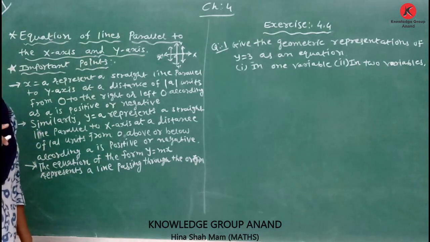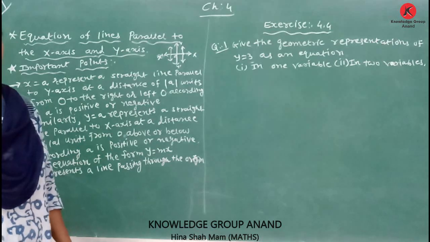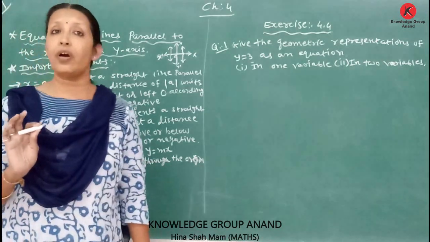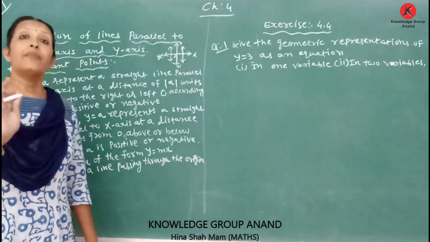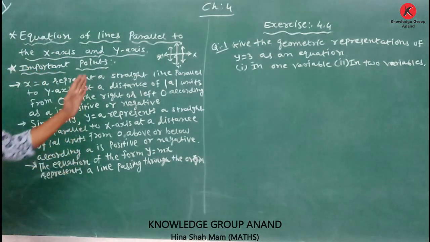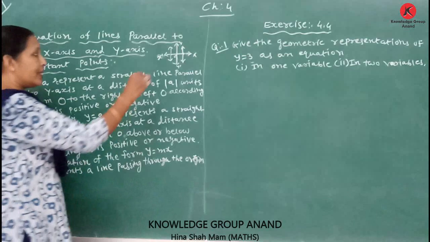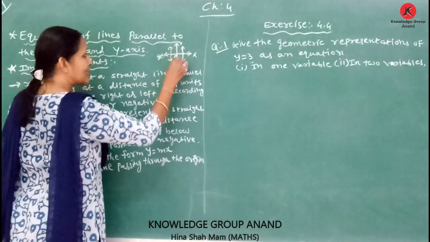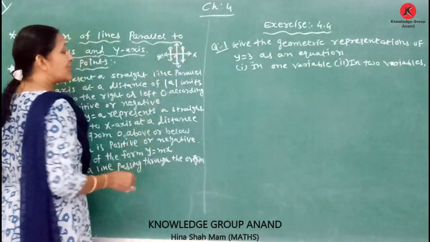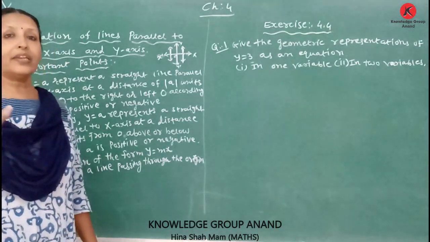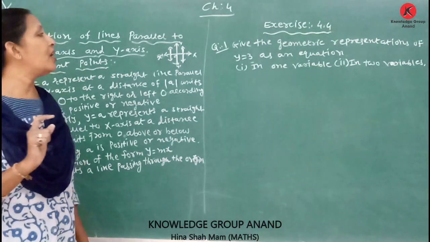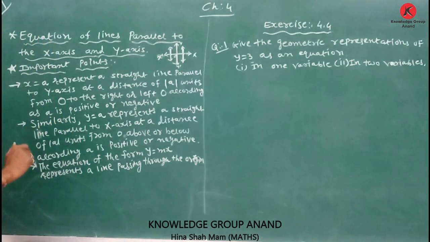Now again, if the equation is in the form x is equal to a, it is a straight line parallel to the y-axis. Here it is our parallel y-axis. Which lines are called parallel lines? If lines do not intersect each other, then they are called parallel lines.